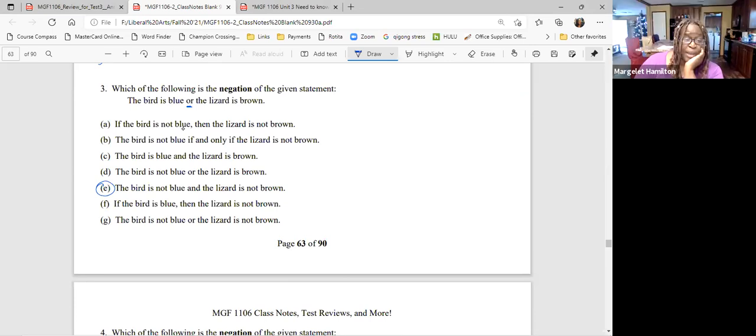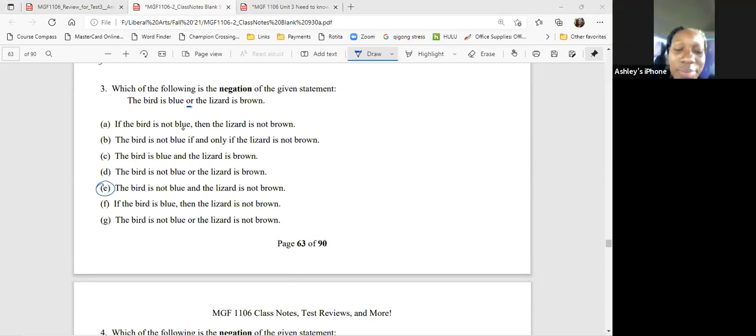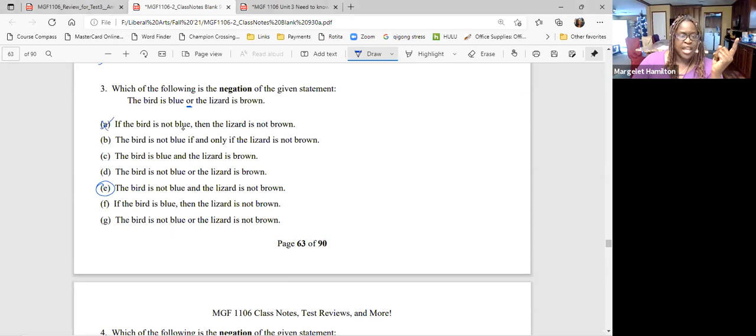Just to make sure we are right. It can't be the statements without "and" in them, or the "if thens." It can't be the "if thens." And it can't be the "ors" because "or" can't negate to itself. So the "ors" are out. And it can't be the "if and only if."